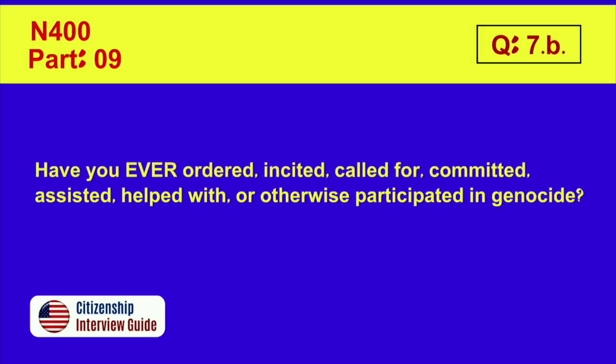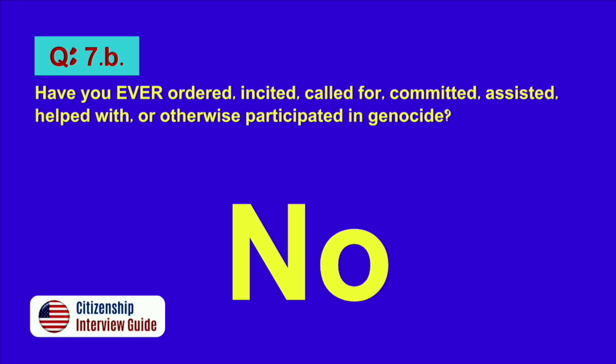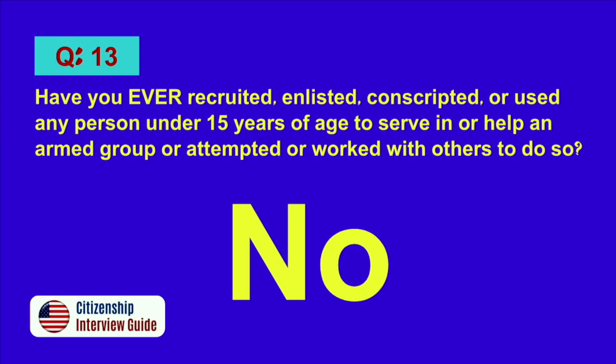Have you ever ordered, incited, called for, committed, assisted, helped with, or otherwise participated in genocide? No. Have you ever recruited, enlisted, conscripted, or used any person under 15 years of age to serve in or help an armed group, or attempted, or worked with others to do so? No.